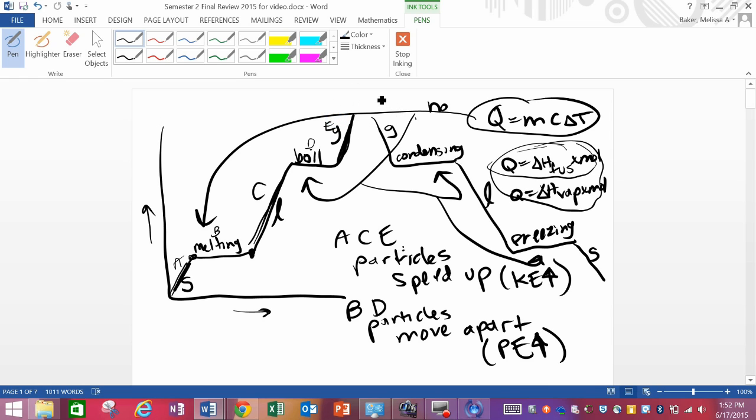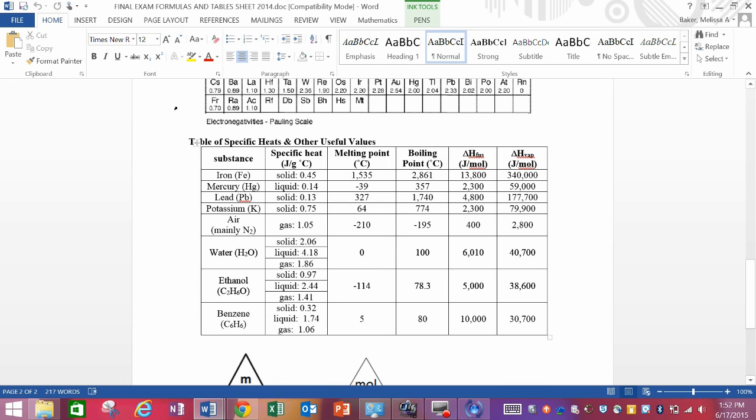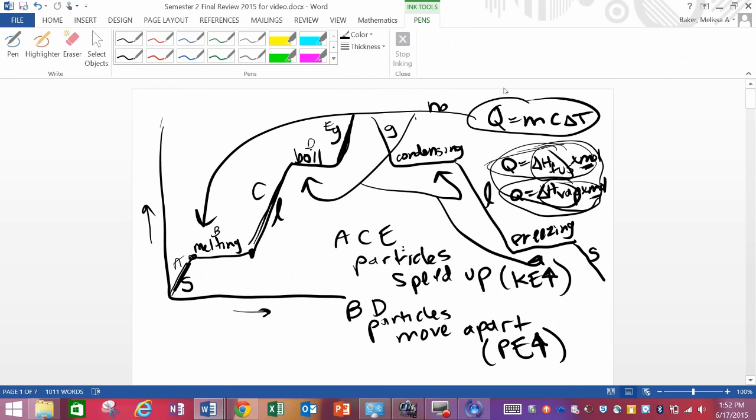So these two equations are for the phase changes. This top one is for freezing or melting, and this bottom one is for boiling or condensation. Notice there's no change in temperature. There's a constant, and then the number of moles that you're trying to melt or freeze or boil or condense. A sheet that's helpful to have out during all of this is your table of specific heats, which of course you're going to have for the final. Okay, so let's take a look at some problems.